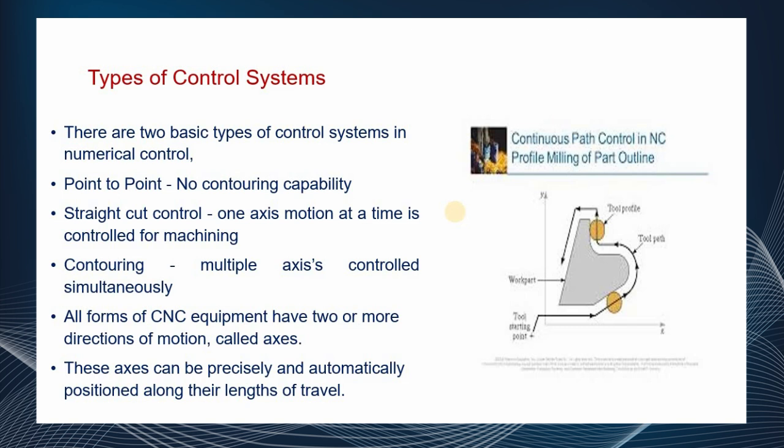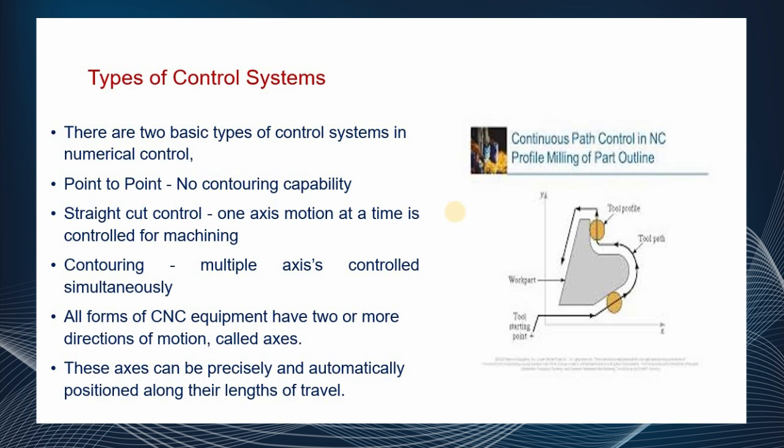So all forms of CNC equipment have 2 or more directions of motion called axes. These axes can be precisely and automatically positioned along the length of travels. Mainly the different types of control systems are point-to-point control system, straight cut control system, and contouring path control systems, or it's called continuous path control systems.